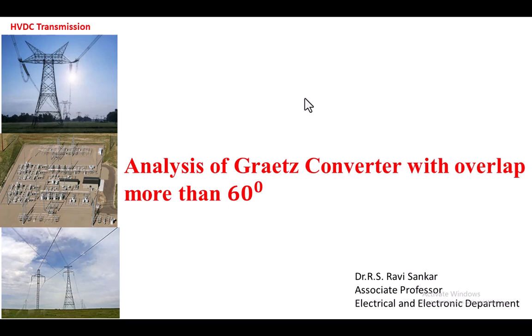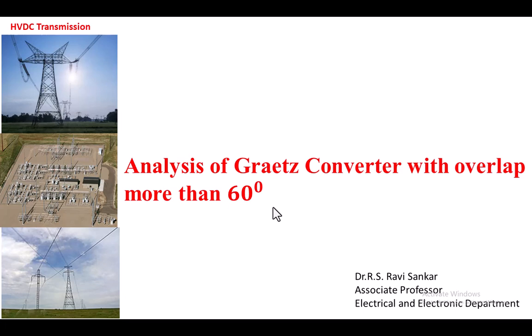In this lecture, we are going to discuss the Graetz converter with the overlap angle more than 60 degrees. In the last class, we discussed the Graetz converter with the overlap angle less than 60 degrees. When the overlap angle increases beyond 60 degrees, then during the overlapping period, 4 devices are conducting. After the overlapping period, 3 devices are conducting.